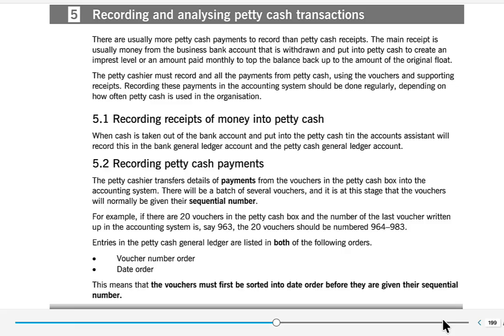Why the book says record and analyze. The book is preparing you for the next lessons where you will learn the full process, because recording alone is not enough. We also need analysis. Analysis means we separate each payment into the correct expense heading. For example, if the petty cashier pays for stationery, we do not just write paid cash, we write stationery expense. If the petty cashier pays for travel on business, we write travel expense. This is how we know what the business is spending money on. And this is how managers control spending. So analysis helps decision-making. Recording helps correctness.